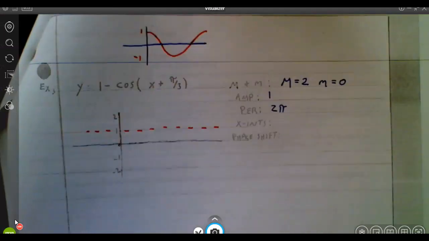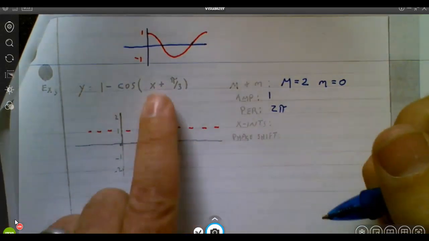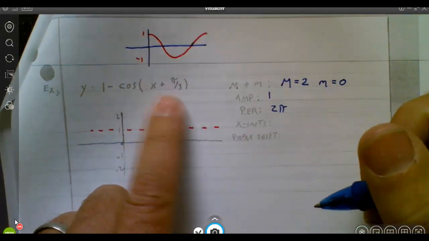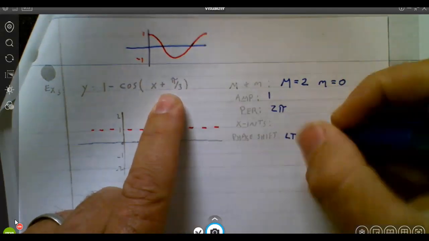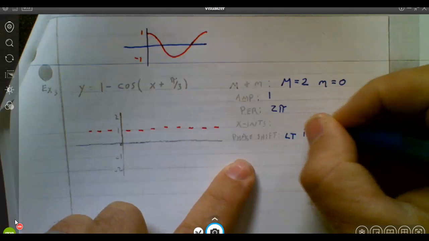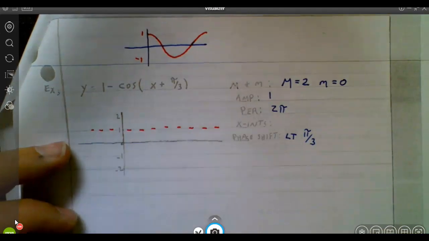So back to this one. We'll do the x-intercepts at the end this time. Our horizontal shift, our b value is 1, so that makes this a little easy. We can see this is going to go left, pi thirds. So we're going to start pi thirds to the left.